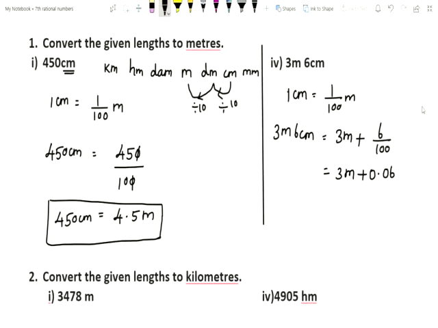Okay, now you add this 3 meters. So 3 means 3.00, plus 0.06. You add this, what you will get? 3.06. 3.06 meter. So 3 meter 6 centimeter equal to 3.06 meter.